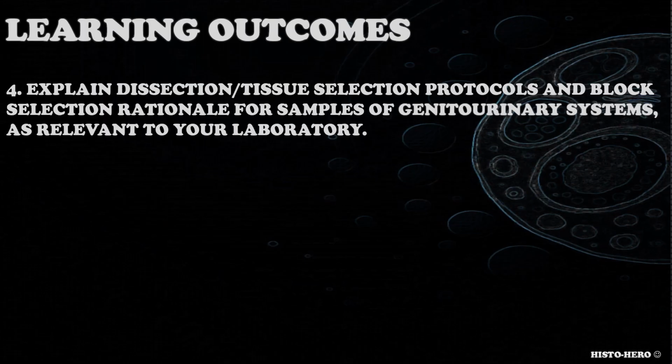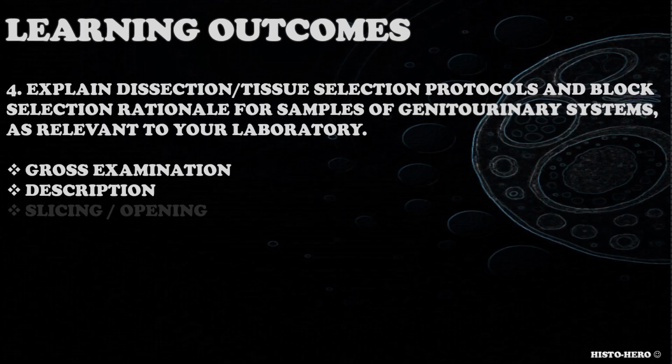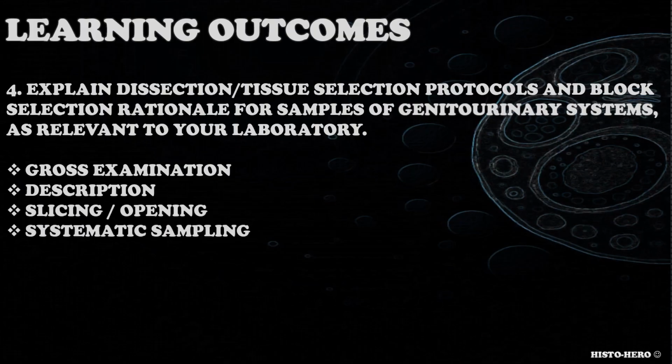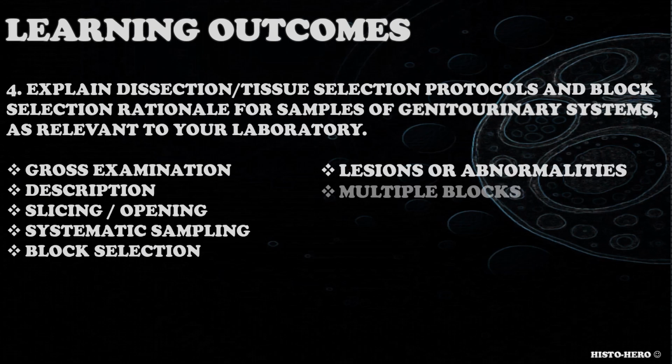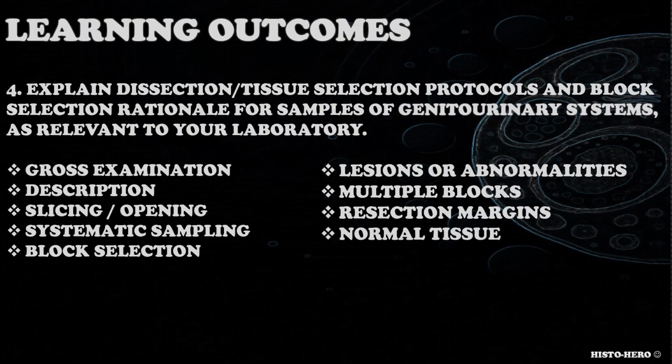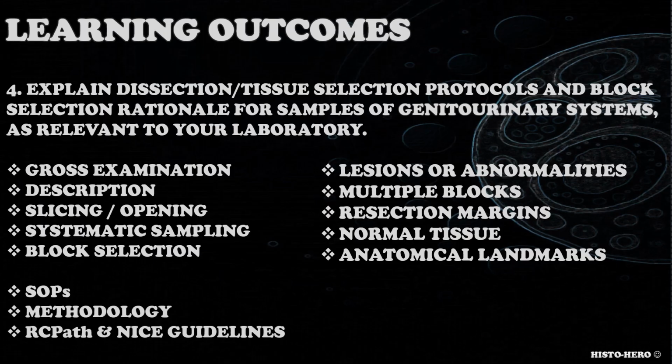Candidate could consider gross examination, description, slicing, opening, systematic sampling approach to obtain adequate representation of pathology, block selection, sampling visible lesions or abnormalities, taking multiple blocks for larger tumors or for better representation, assessment of resection margins, inclusion of normal background tissue, specific anatomical landmarks like cortex, medulla, or spermatic cord. The steps might be specific to each department and each genitourinary organ. Therefore they should consider SOPs, methodology used and RCPath and NICE guidelines.